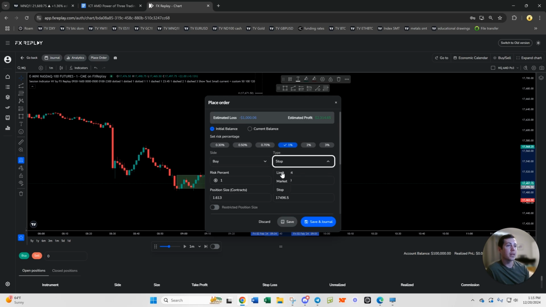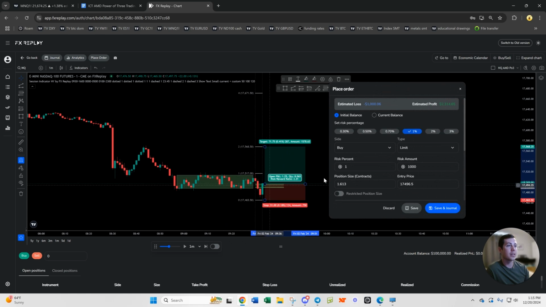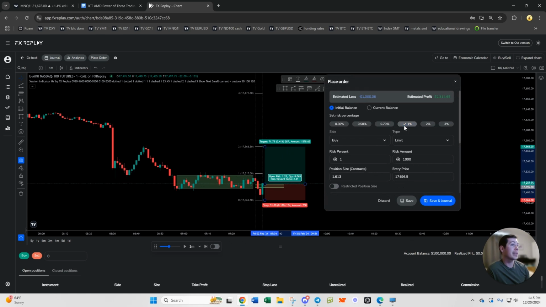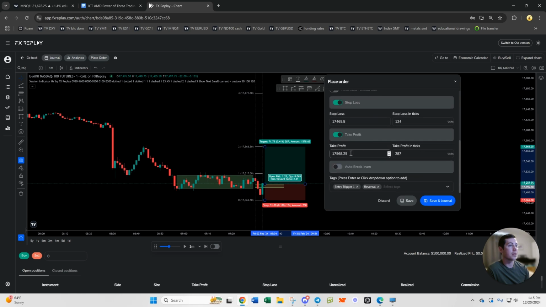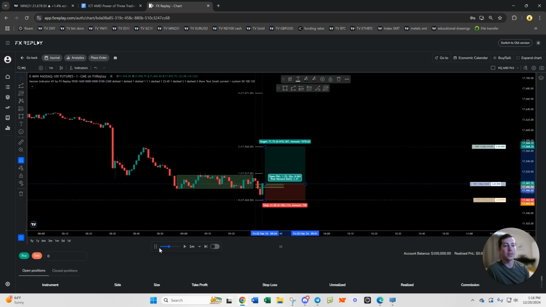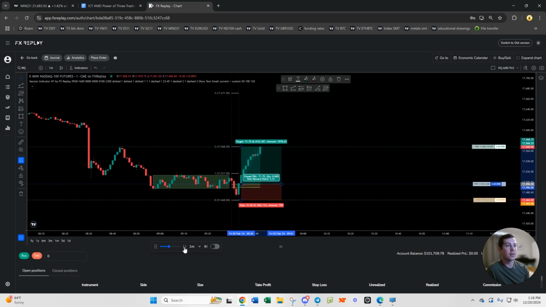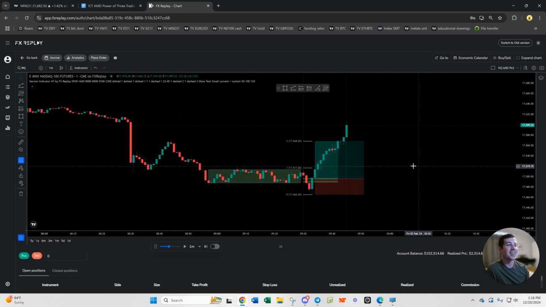We're using a buy limit for this. We're basically looking to enter when it retests this level, so that's going to be a buy limit. I like to use 1% of the initial balance, so that's what I'm using, and I'm not going to be using auto break even or anything like that. So that should be all we need for this. I'll click place order and then see how this one plays out. So pretty much immediately tagged our target.